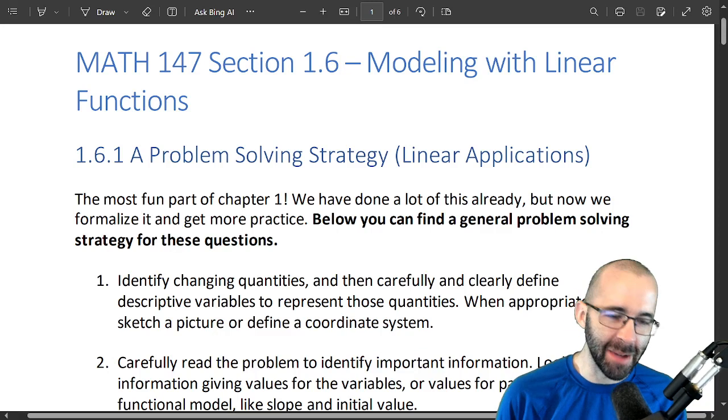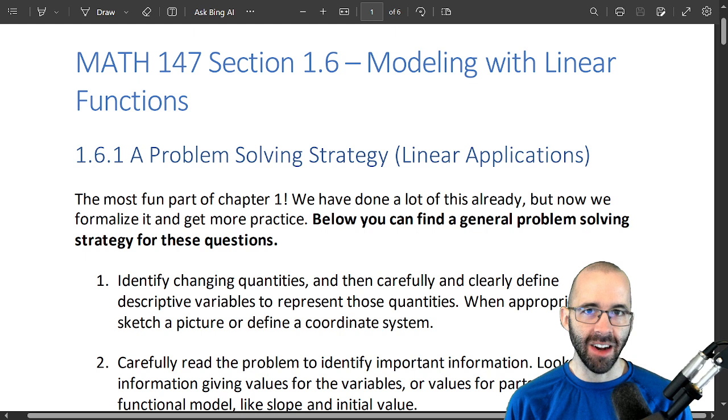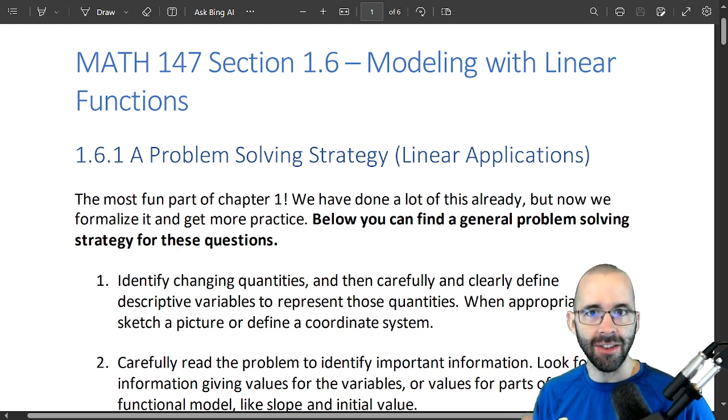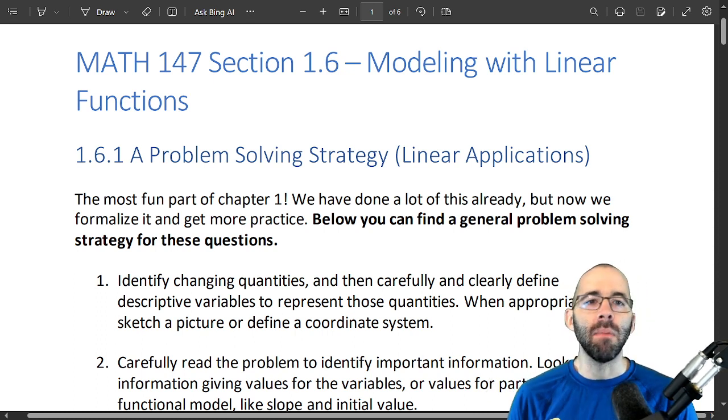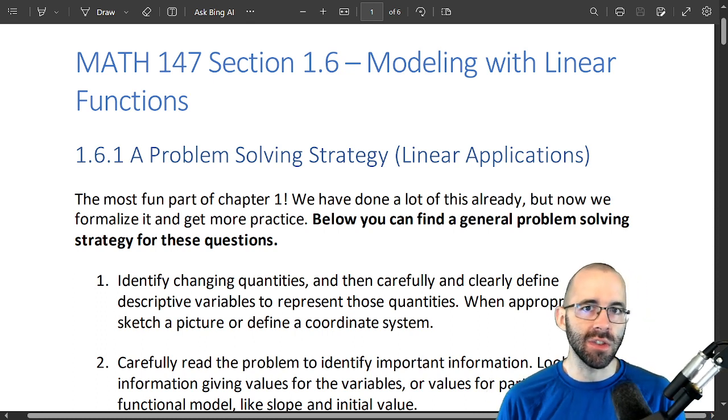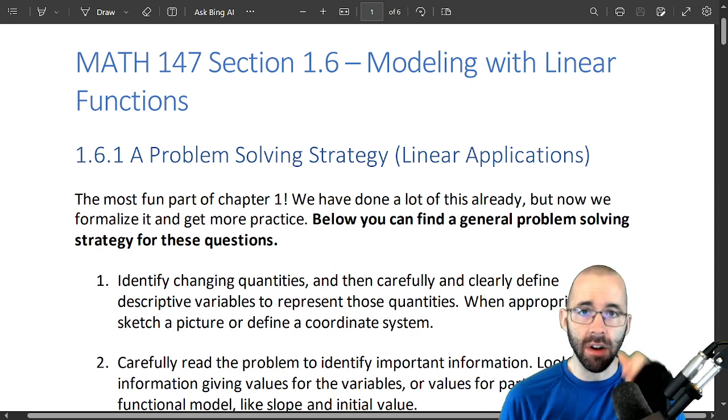This is where the fun really begins. This is the point of chapter 1, okay? And we've already hinted at a little bit of this. We've already done a little bit of this 1.6 stuff, modeling real life situations, real life applications with linear functions.